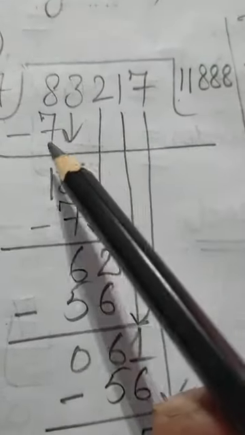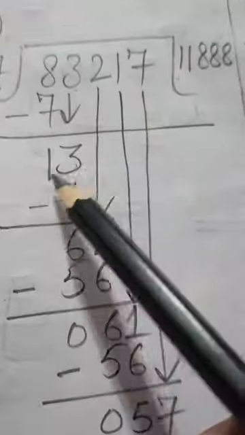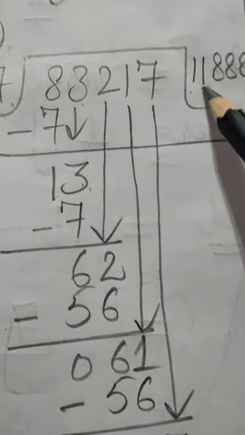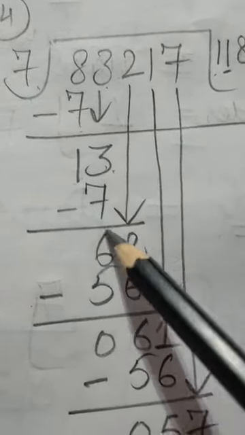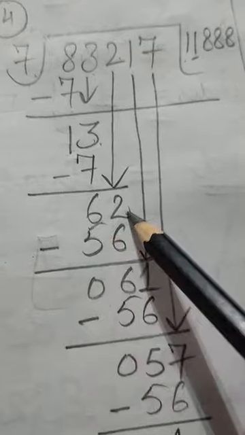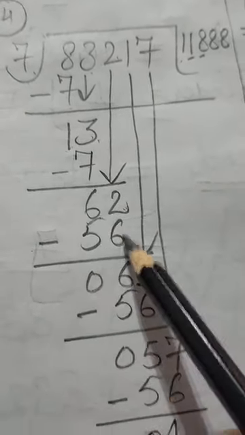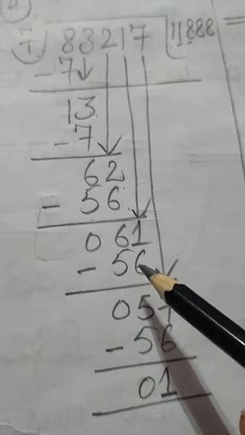See here again, 7 ones the 7, 8 minus 7 is 1, 3 will come downside, it will become 13. Now again 7 ones the 7, 13 minus 7 is 6. Now the next digit will come downside, 62. Now 7 eights the 56. When we subtract 62 minus 56, we will get 6, and then the next digit will be there, it will be 1.